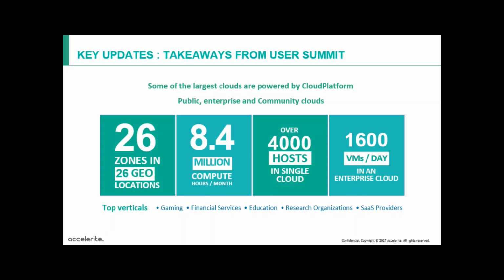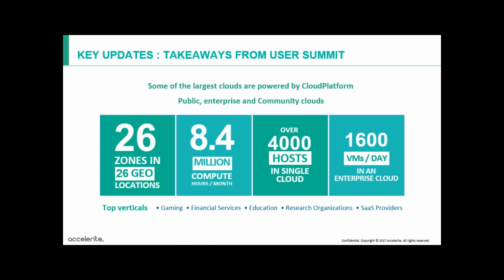And some of the key highlights that I'm going to talk about are shared by our customers. These are very impressive statistics that we found. We found a customer running about 26 zones in 26 different geolocations. Now that's pretty impressive considering the scale this cloud is running at. 26 zones in 26 different geographical locations and data centers is a pretty powerful cloud deployment.